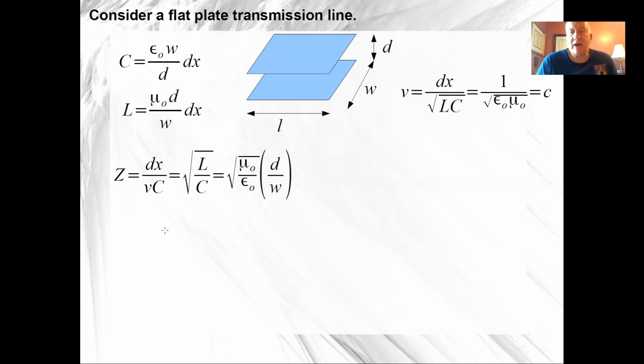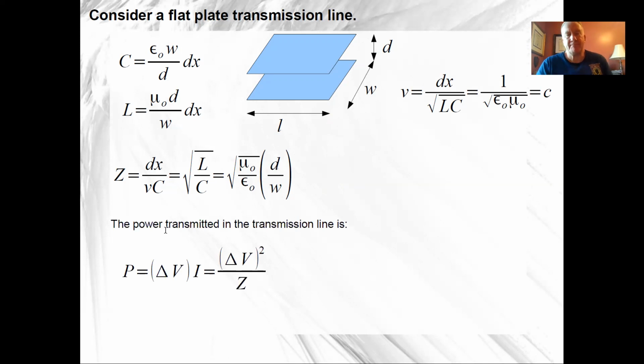And we can plug in for L and C, and we end up with the square root of mu naught over epsilon naught times D, which is the thickness between the plates, over W, which is the width of the plates. And the power transmitted along this transmission line is P equals delta V times I, or since V equals IZ, we can write it as V squared over Z.